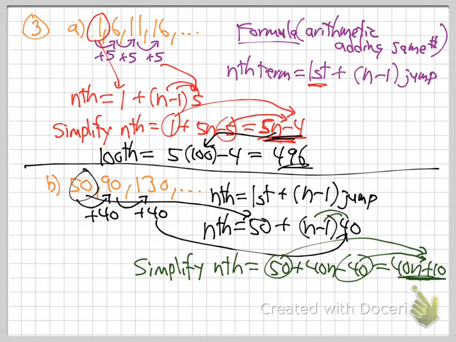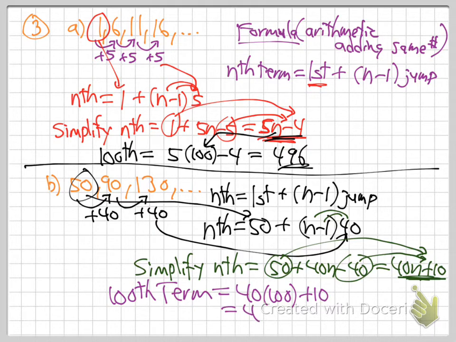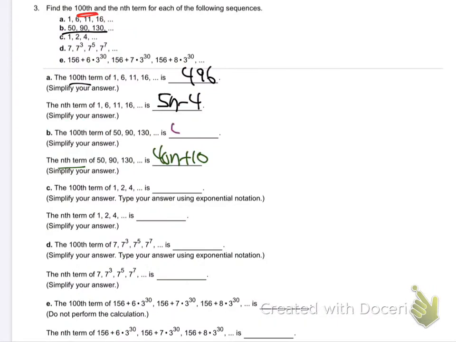And now, last thing is they want me to find the 100th term. So that means plug in 100. And so that's 4,000 plus 10. That's 4,010. Let me write this a little better. All right. Let's go on to part C.